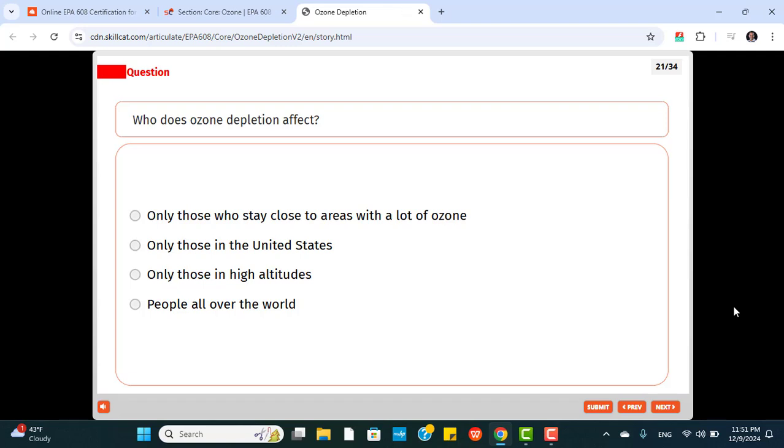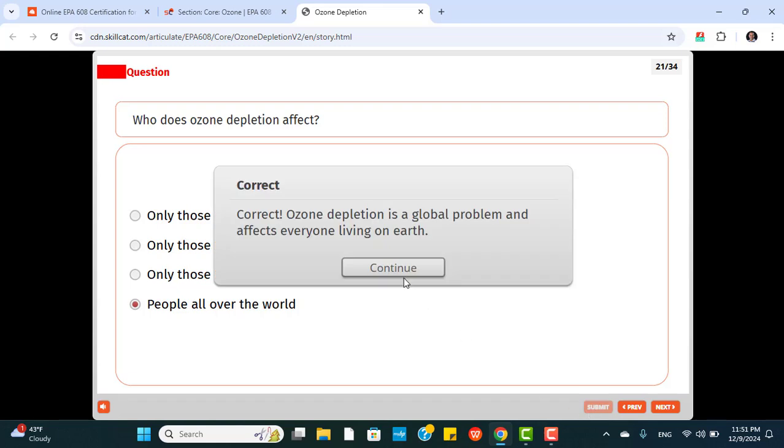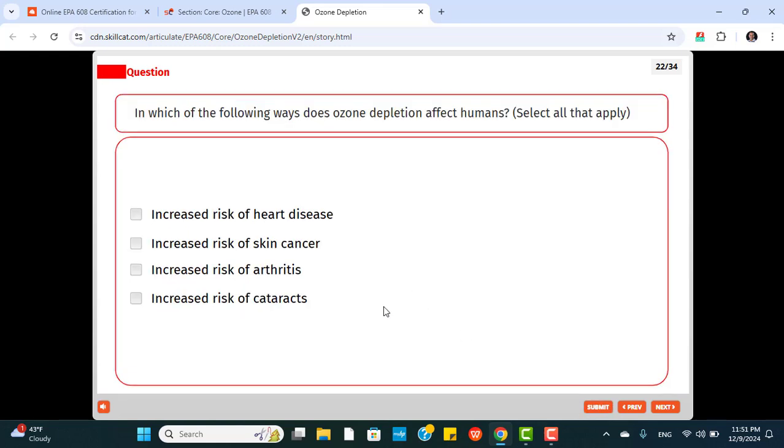What does ozone depletion affect? Only those who stay close to the area of the ozone, only those in the United States, only those at high altitude, or people all over the world. Correct. In which of the following ways does ozone depletion affect humans? Select all that apply. Increase the risk of heart diseases, risk of skin cancer, increase the risk of... yeah, all of this.